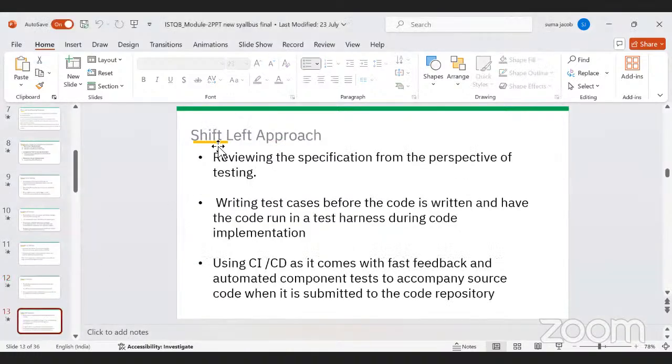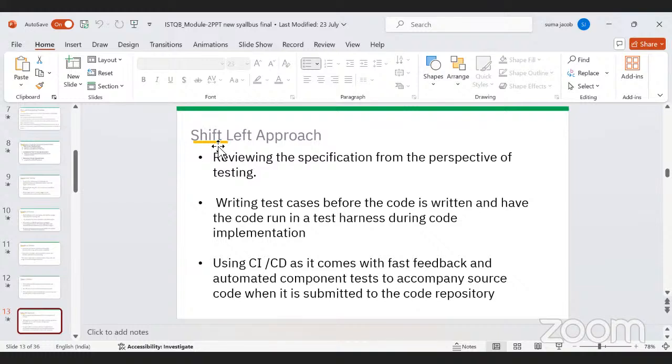Next is the shift left approach. Whatever terms we have been discussing till now, those are all different approaches which help us in shifting the testing process towards the left. So what is the shift left approach? We are trying to take testing to the left, which gives early feedback, which means testing is happening in the early stages of development. This is becoming very popular nowadays: something which was happening later in the life cycle is now happening earlier.